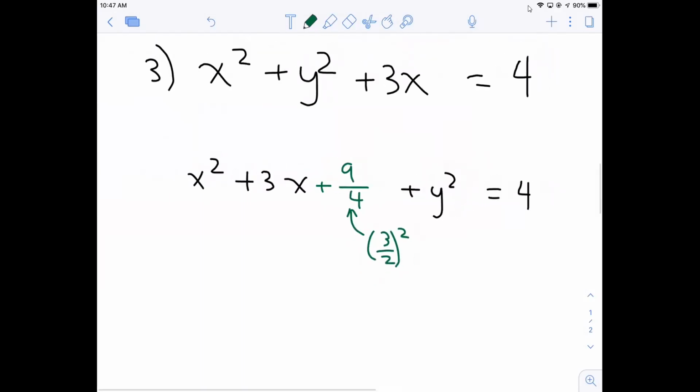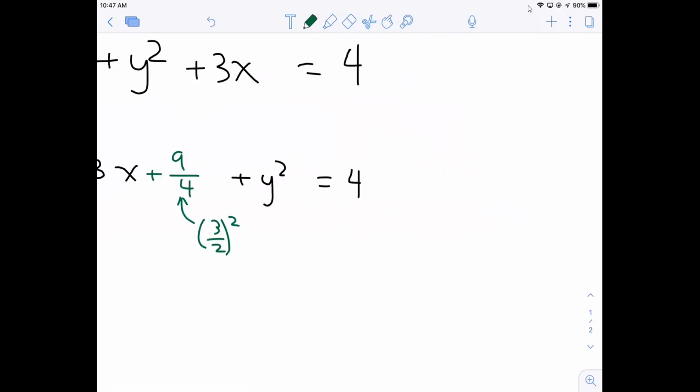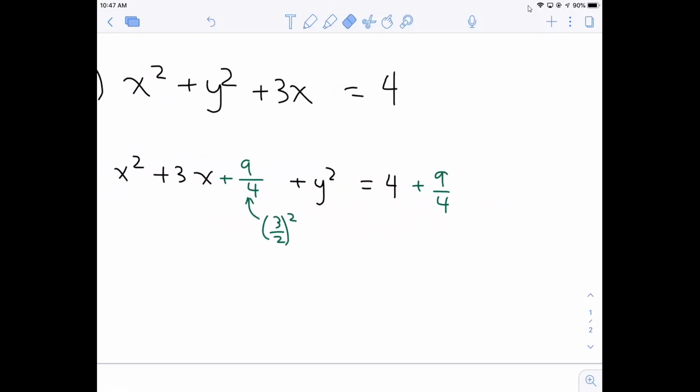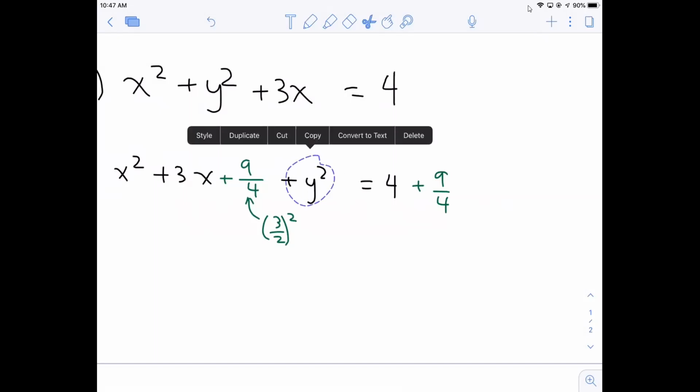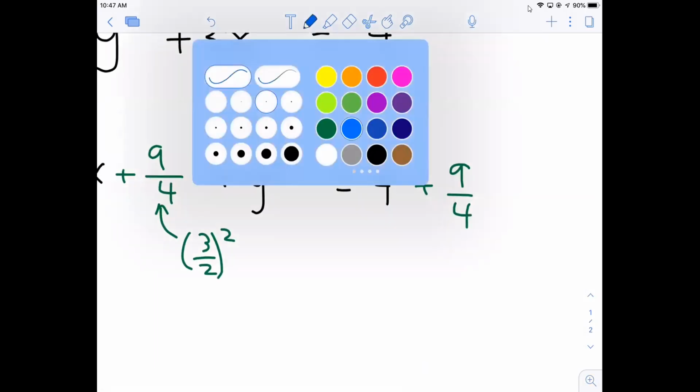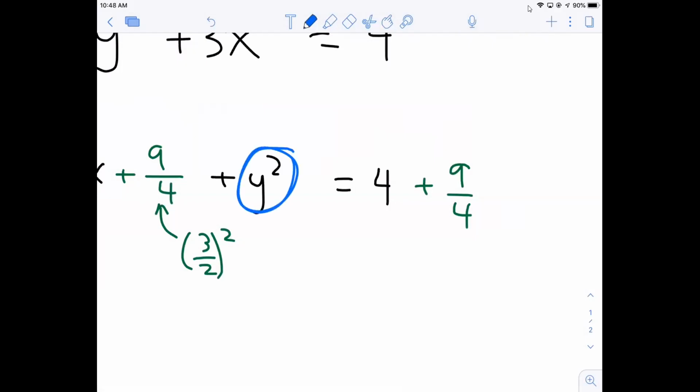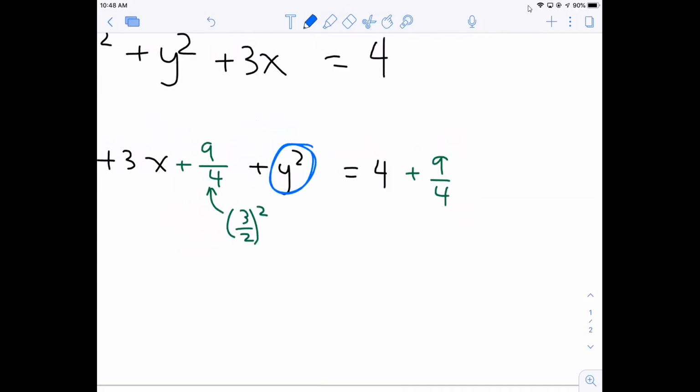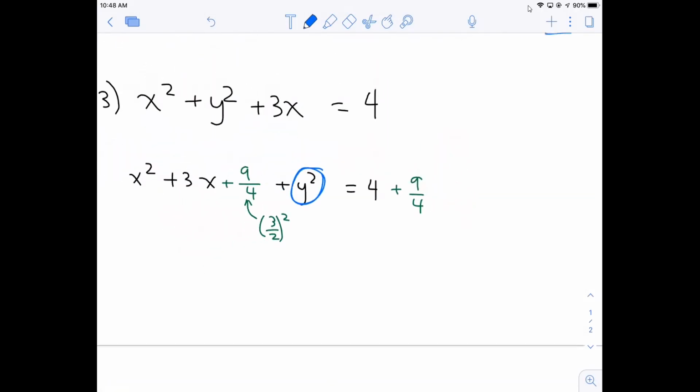If I add 9 over 4 to the left side, I'll also be adding 9 over 4 to the right side. Right, and what do I need to add to this y squared to make it a perfect square? Well, it already is a perfect square, right? I don't need to add anything to y squared because y times y, that is already y squared. So I don't need to do anything to that y squared to complete the square.